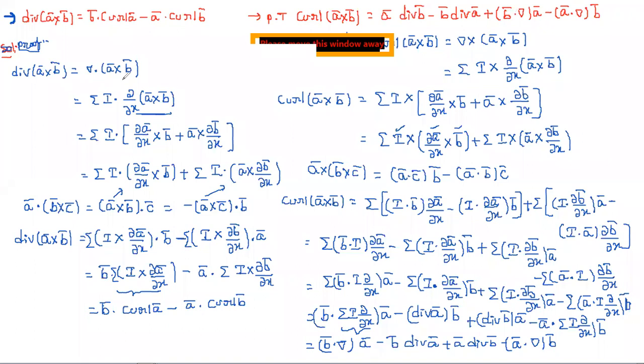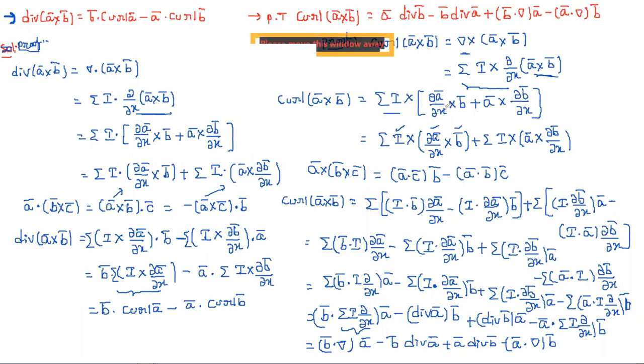Once again I'm explaining. First we are taking curl of a bar cross b bar. Curl is nothing but simply the definition: del cross, and I applied the definition of del, the summation of i cross dou by dou x, and this is as is. Next, there is no change in that. I wrote it as is, and I applied the formula for dou by dou x of a bar cross b bar.